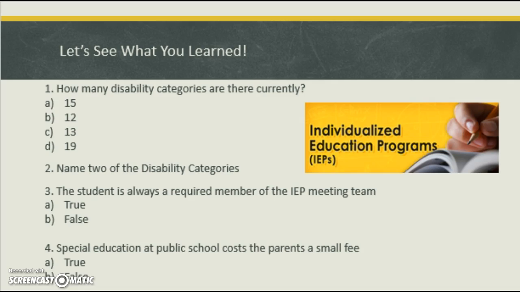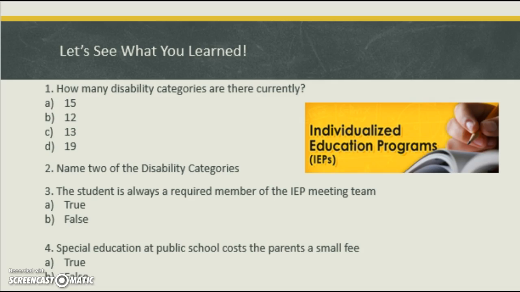Alright, let's go over your tests. So question 1, the answer is 13. And for 2 of these disability categories, you could say any of these 13. Specific learning disabilities, speech and language impairment, intellectual disabilities, emotional disorder, multiple disabilities, auditory impairment, orthopedic impairment, other health impairment, autism spectrum disorder, visual impairment, traumatic brain injury, deafness, or blindness.